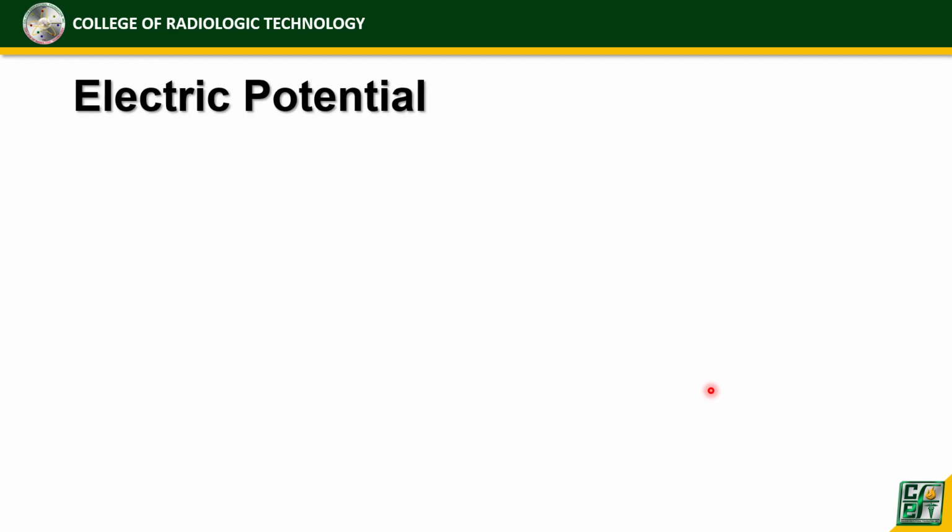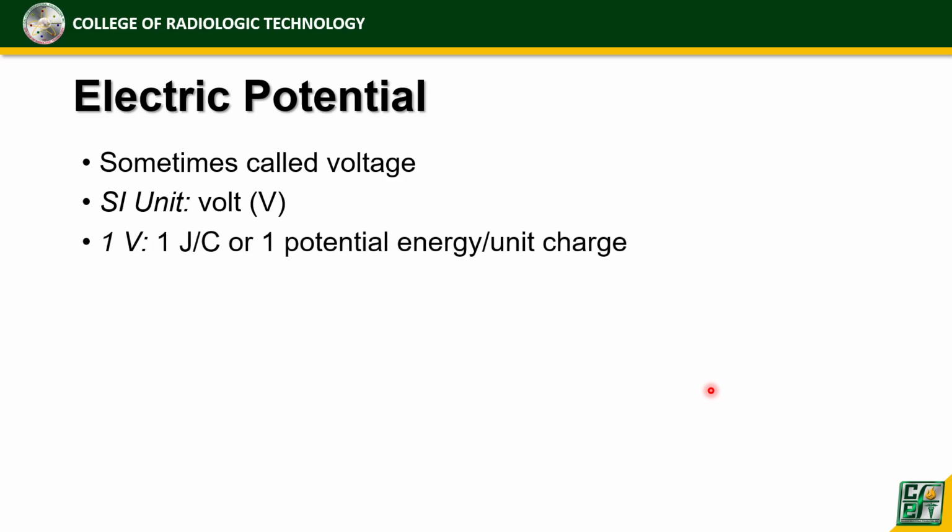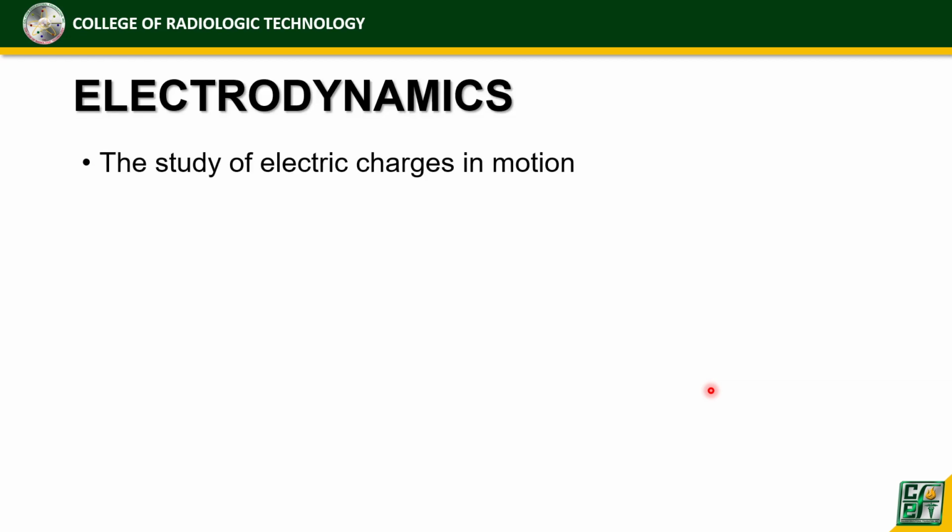Continue. So, of course, we now go to electric potential. Ano ang kanyang unit? Siyempre, kung siya ay tinatawag sometimes na voltage, ang kanyang unit ay, of course, volt. Okay, so 1 volt is equal to 1 joule per coulomb or 1 potential energy per unit charge. Okay? Then electrodynamics, study of electric charges in motion.